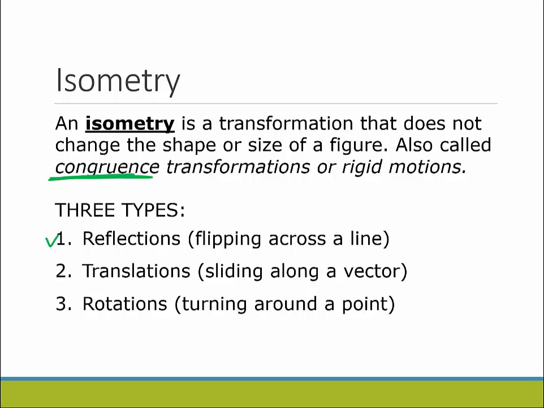So we've already done reflections, where we flip something across a line, and we just did translations, where we slide things along a vector. Rotations are the hardest. They're where we turn something around a point. So if this is a point we start with, and this is the point of rotation, and we want to turn something, this is the angle of rotation that we have right here. And this is where a new point would be.